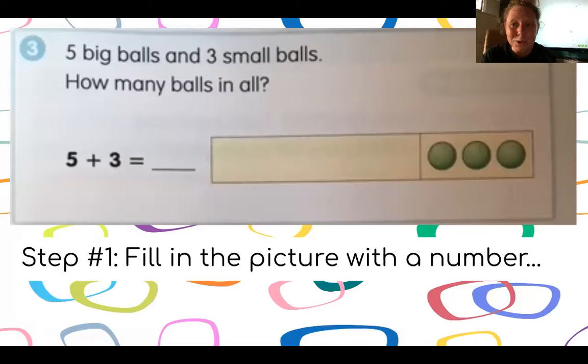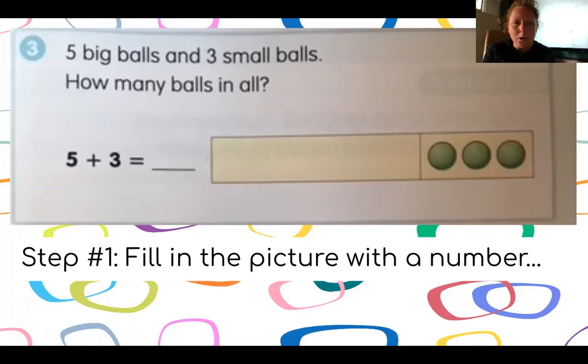Now, this is when you're going to use your whiteboard or your paper. The equation says 5 big balls and 3 small balls. How many balls in all? So it gave us the equation 5 plus 3 equals blank. And then it gave us a picture. There's a big open square here and 3 balls here. What is going to go in the big open square? Fill in the picture with a number.